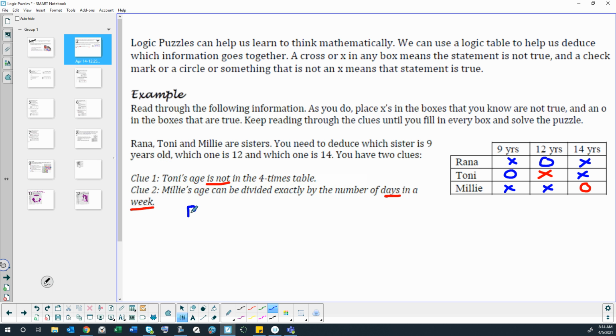So I know it's a little bit of a pain, but Rana is 12. And Tony is 9. And Millie is 14. So there's our answers right there without having to analyze the chart to figure that out.